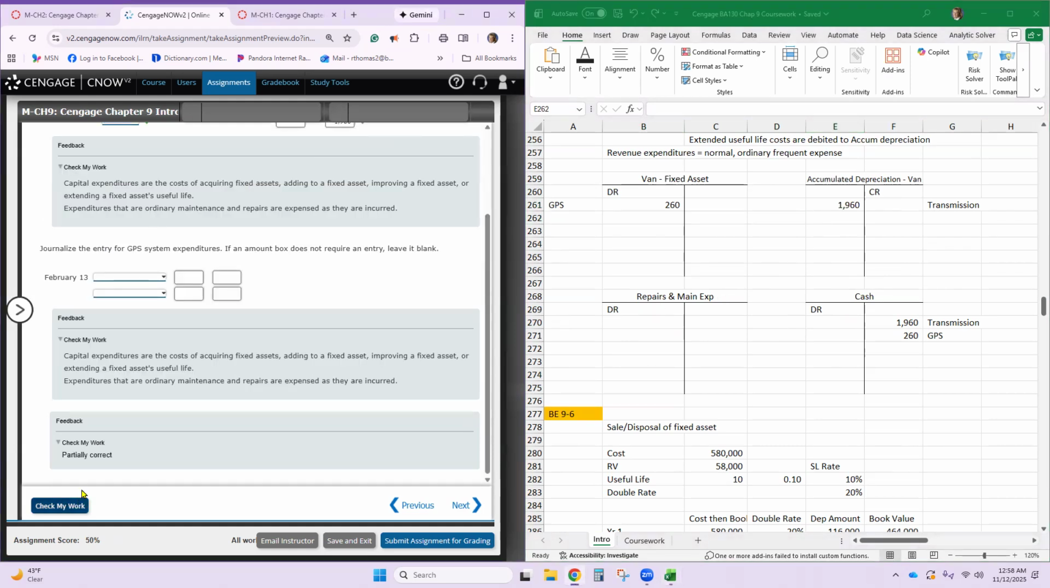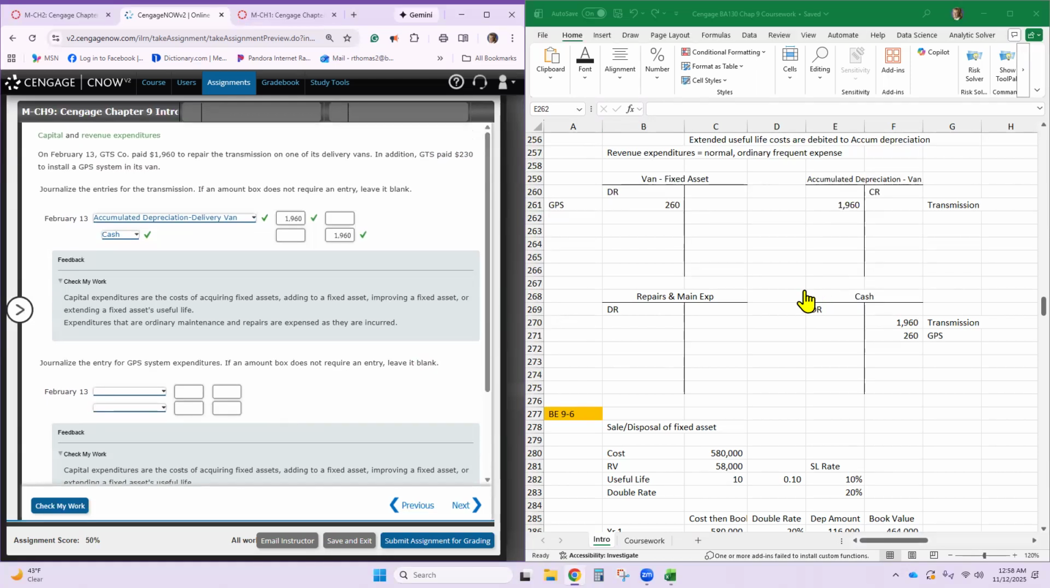Let's try this again now. Yep, yep. Sorry about that. So do not put that there. Now, because that's quite a bit of money, right? That's quite a bit of money. So once again, capital expenditures are the costs of acquiring fixed assets, adding to a fixed asset, improving it, or extending a life. Expenditures that are ordinary maintenance and repairs are expensed as they are incurred. Okay, so this really didn't get expensed.